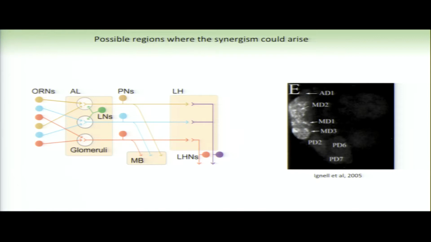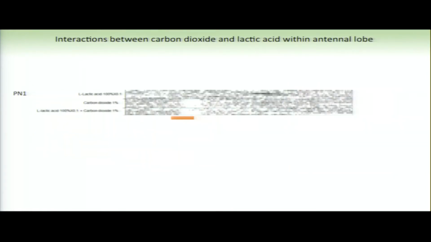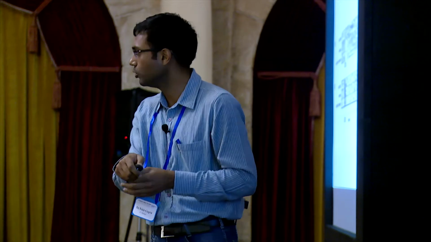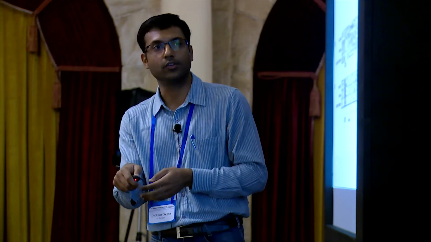So then where does the synergism occur? It could either occur maybe at the level of other neurons in the antennal lobe, or it could occur downstream. So for that we recorded from the antennal lobe projection neurons, and we found that some projection neurons responded only to one of the two odors, but there were some neurons that responded to both the odors. So this neuron responds to lactic acid as well as carbon dioxide and the mixture of both.